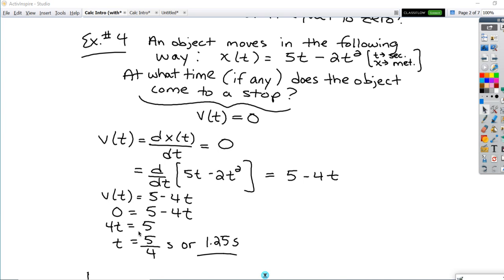Now, if I had gone up here and asked at what position the object comes to a stop, I want to know at what location in space the object occupies when it comes to a stop. That is asking for the value of x. But now that I know the time, I can plug this time into my original x at t formula to find the position that the object has at this time. But this time is special because it's the time when the object stops.